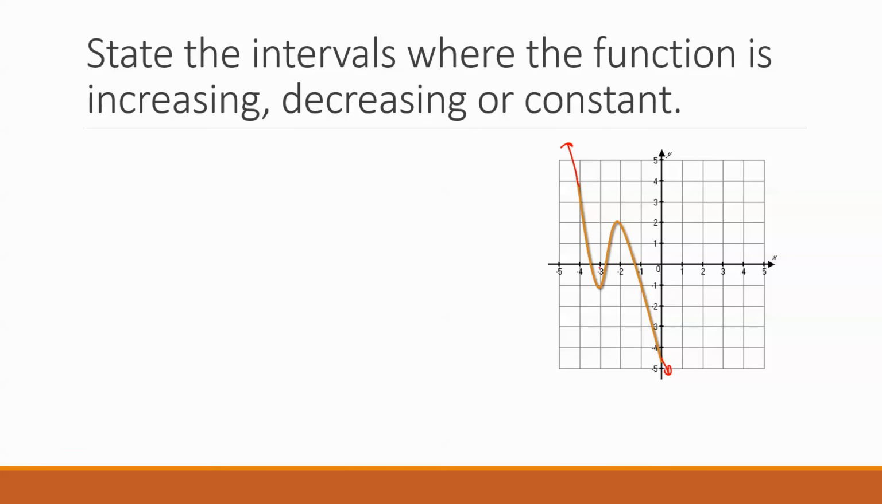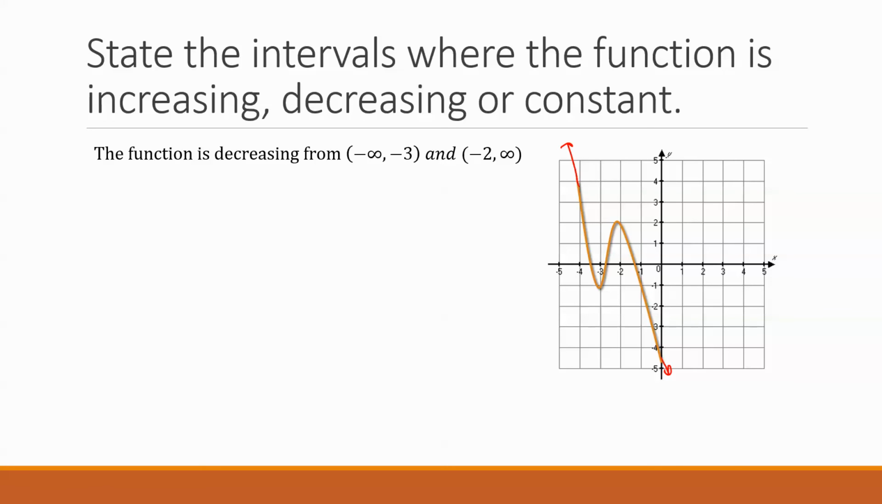And then at -3 it makes a change. It starts going up. So from the other side of -3 up until we get to about -2 on the x-axis, it increases. So it continues to go up from -3 to -2 on the x-axis. It increases. And then from there it begins to decrease again. So you see it's never constant.